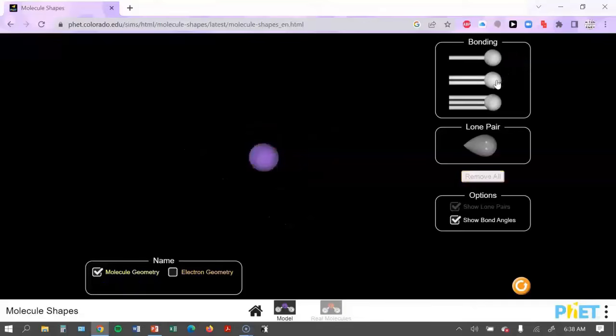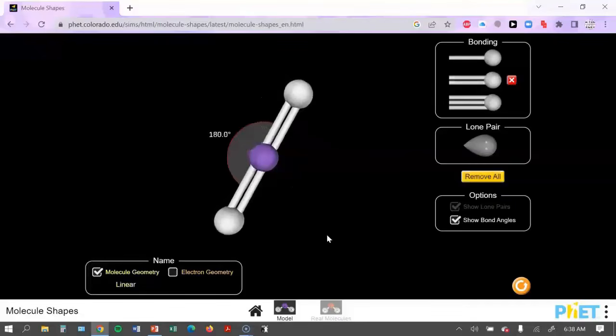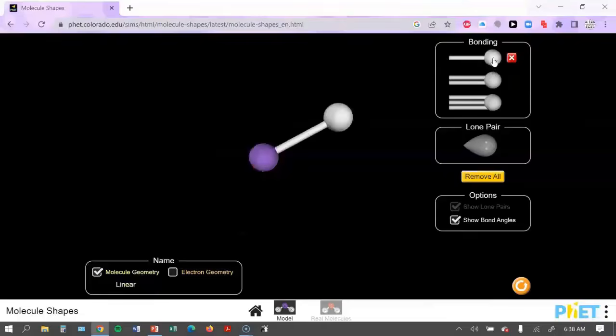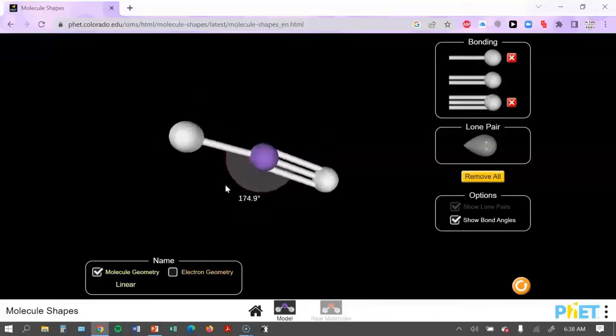So if I'm going to make the model for carbon dioxide, that would be 2 double bonds. And in the lower left corner, we can see that the molecular geometry would be linear, and the bond angle is 180 degrees. If instead we make a single bond and a triple bond, like the HCN molecule, we can see that the shape of the molecule is still linear and the bond angle is 180 degrees.